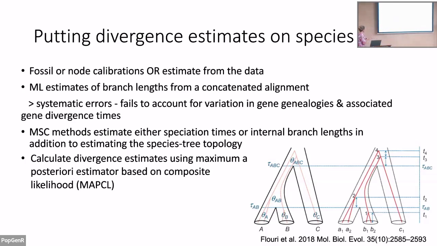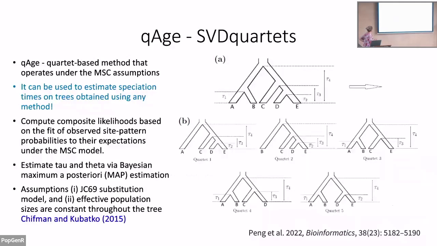And so these methods are for the multispecies coalescent, where you're estimating the speciation times in addition to estimating the topology. So in this case, this QAge analysis and SVDquartets operate under this multispecies coalescent assumption. The nice thing about this method is you can actually input any phylogeny into this program. You just give it the species tree. So first you have to calculate your species tree. However you want to calculate it, you can then give it the species tree just in Newick format, with your brackets and so on.